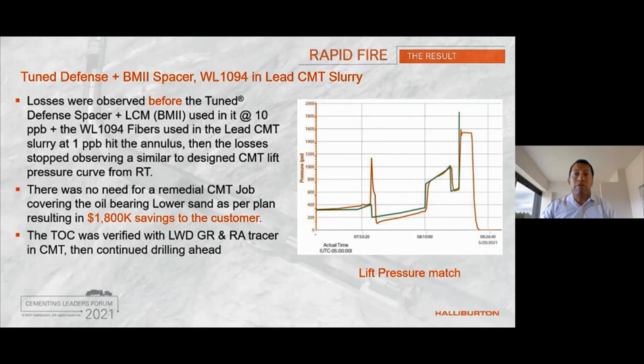Then the top of cement was verified with LWD, gamma ray, and RA tracer in cement, and the customer was finally able to achieve top of cement successfully as per plan to cover the sand and continue drilling ahead for the next hole section.